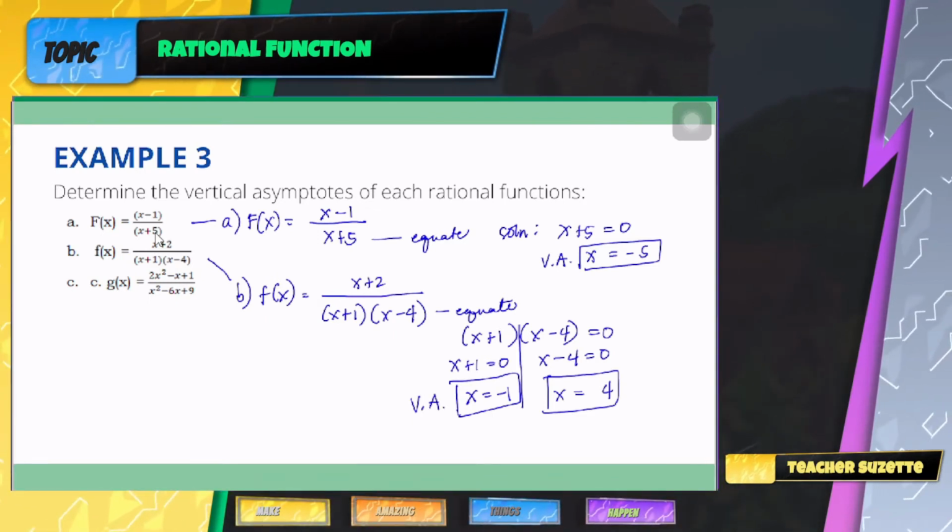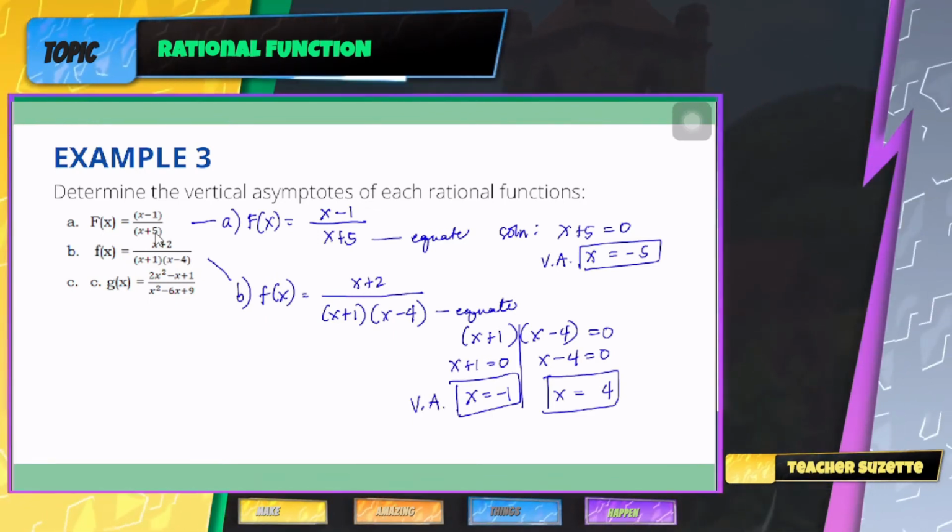Ma'am, would it be possible for us to have two vertical asymptotes? Yes, it is possible.